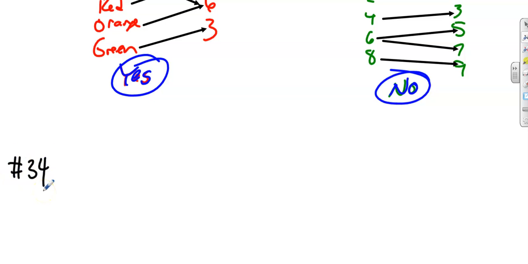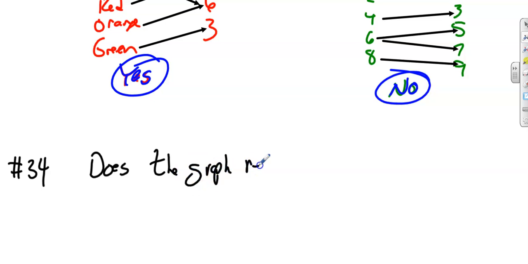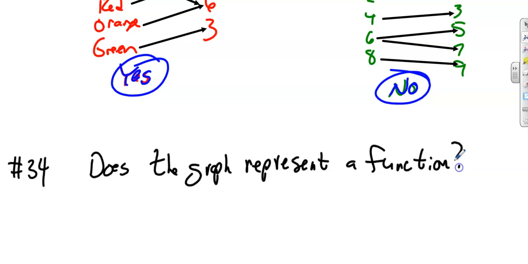Okay, 34. This is one that Susan was talking about earlier with the graphs, where they give you about 6 or 8 graphs and ask, does the graph represent a function? And that's where you're just going to use a vertical line test. Go back and draw a vertical line through it. If you hit it once, you're good. If you hit 2 points or more on the graph that they give to you, then it's not going to be a function.